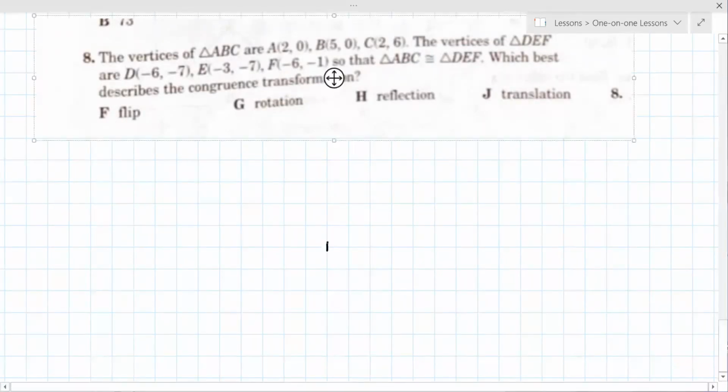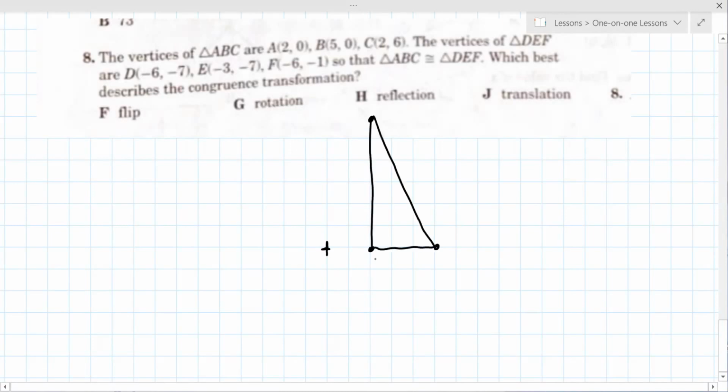So let's go with that's the origin. So A is 2, 0, B is 5, 0, and C is 2, 6. 2, 3, 4, 5, so up here somewhere. So here's your triangle, that's A, B, C. And then D is -6, -7. So that's pretty far over here. That's 1, 2, 3, 4, 5, 6. And then down 7, 1, 2, 3, 4, 5, 6.